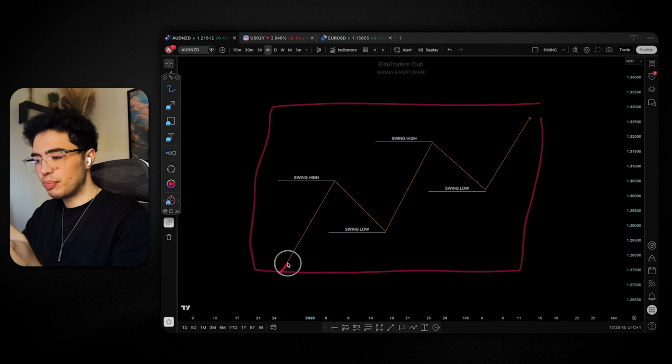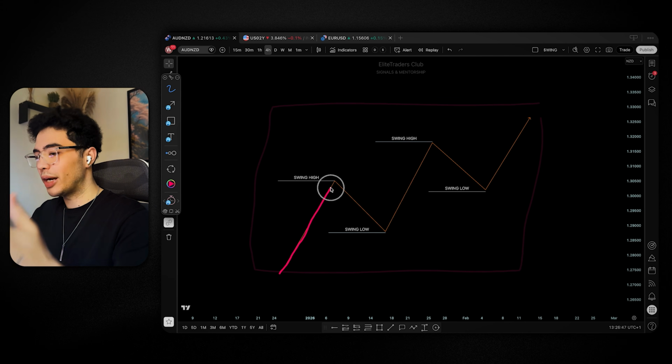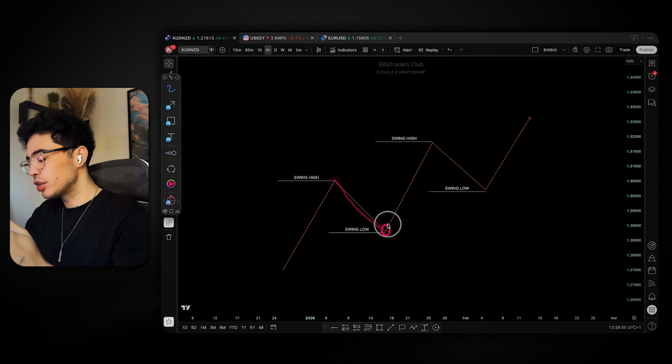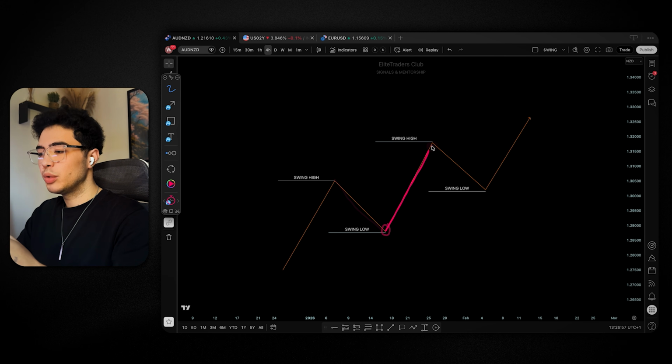Well, we obviously had buyers stepping in, buyers in control. We then, at this swing high, see buyers lose control and sellers take over. Then at this swing low, sellers lost control and buyers took over. We see this narrative play out again here.